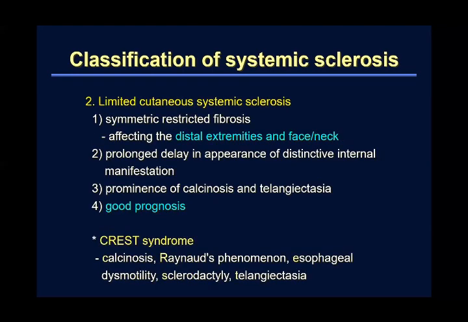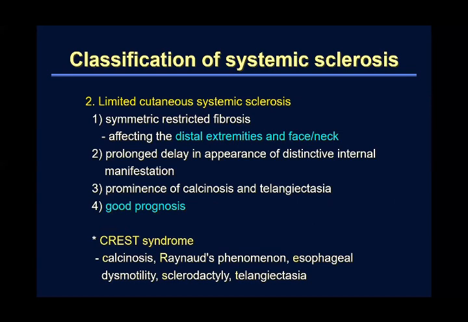While limited disease is a symmetrical restrictive fibrosis, it is not involving the internal organs, but only the distal extremities, the face, and the neck. So there will be thickening of the skin, which may lead to mild restrictive fibrosis of only the extremities, the face, and the neck. This can be a distinctive feature as compared to diffuse systemic sclerosis. There is really no involvement, or very rarely any involvement, of the internal organs.